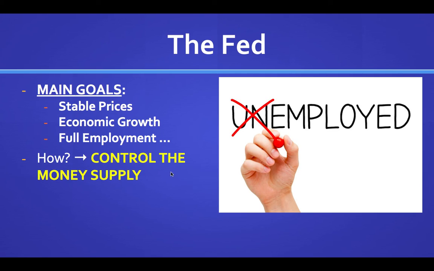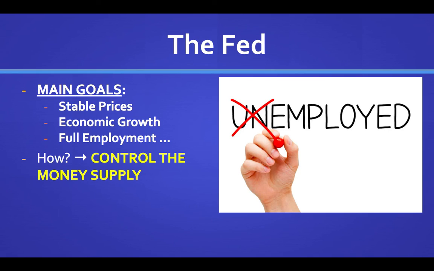But the biggest thing that how they can accomplish these is they can control the money supply. So if we want to create stable prices, right? If we feel like prices are going too high, the Fed can take money out of the economy. And if the economy is starting to stall and our economic growth isn't happening, the Fed can actually put money into circulation. And we'll see that with their monetary policies.